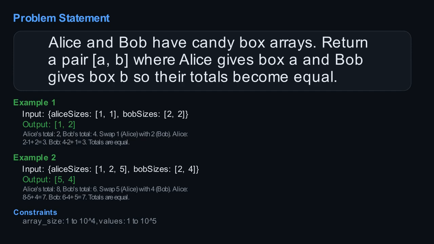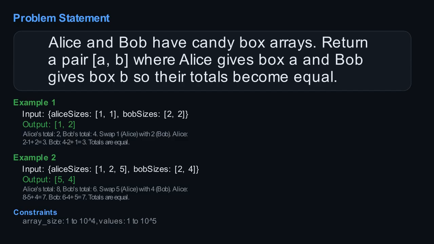Our goal is to find one candy bar from Alice's collection and one candy bar from Bob's collection, such that if they swap these two specific candy bars, their total sum of candy sizes becomes exactly the same. We need to return the sizes of the two candy bars that should be swapped. It's guaranteed that such a swap always exists, and if there are multiple possible swaps, any valid pair will do.